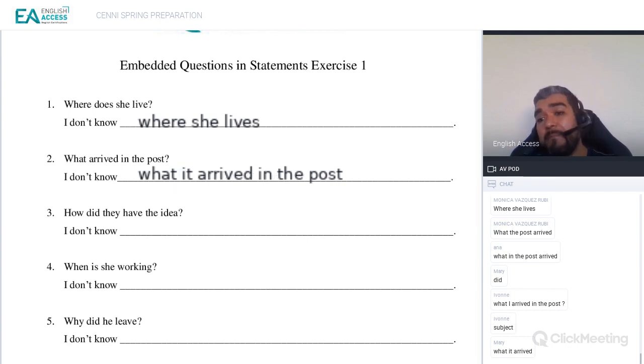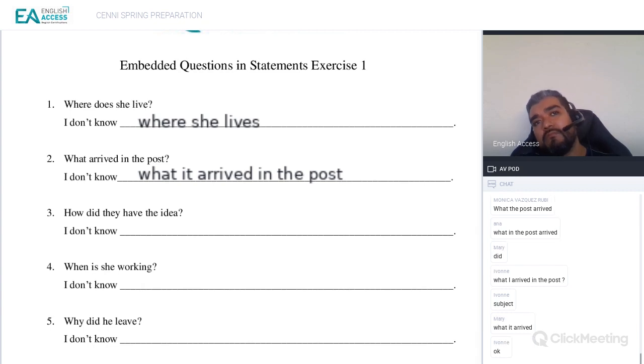For example, you say, what happened yesterday? I don't know what it happened yesterday. For example, you say, who lives next to you? I don't know who it lives next to me, right? Who didn't turn in the homework? I don't know who it didn't turn in the homework, right? So it's just examples, okay?